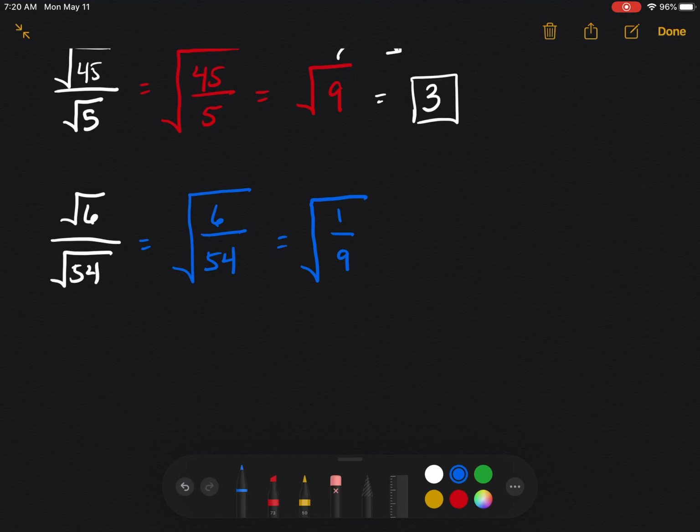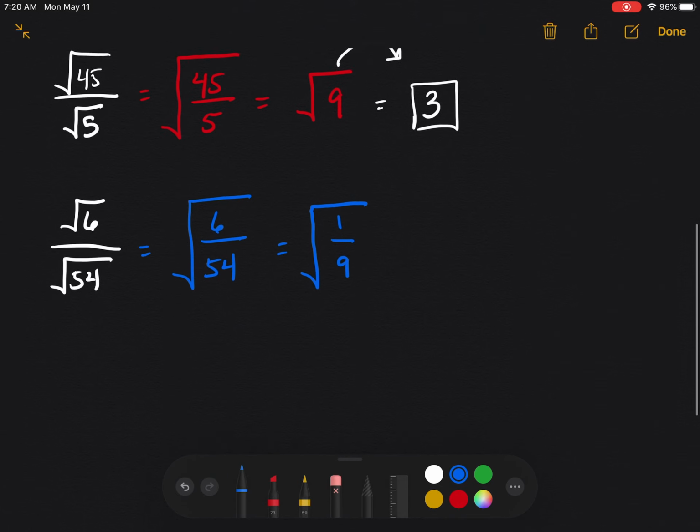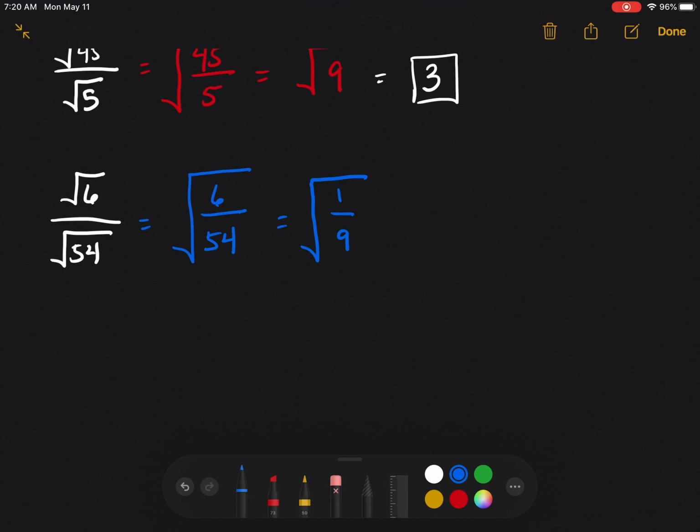Am I done? Is there anything else I can do to simplify this? Well, 1 and 9 are both perfect squares, aren't they? That's what you have to keep asking yourself. Are there perfect squares? Is there anything more I can do with this? And so I can go back to this, the square root of 1 over the square root of 9, because I have two perfect squares here. And when I simplify that, I get 1 over 3.